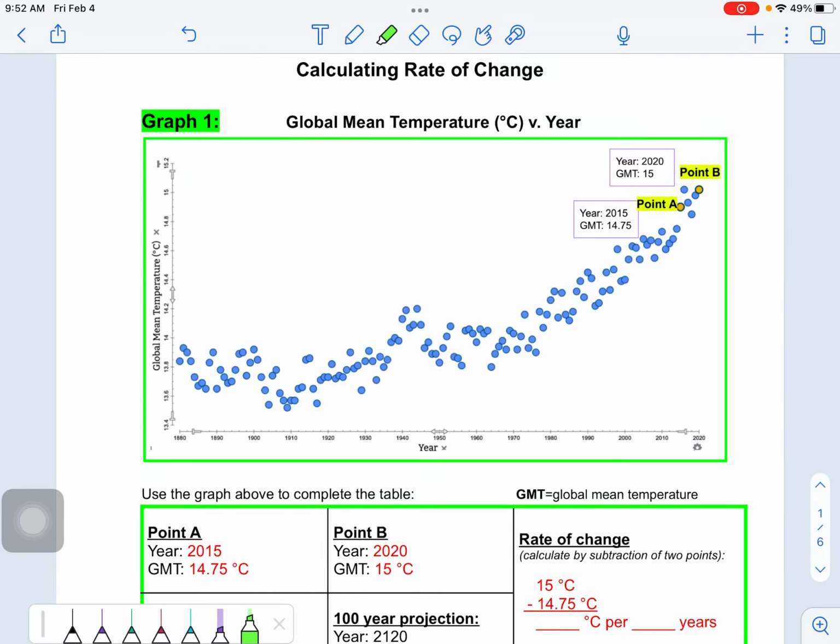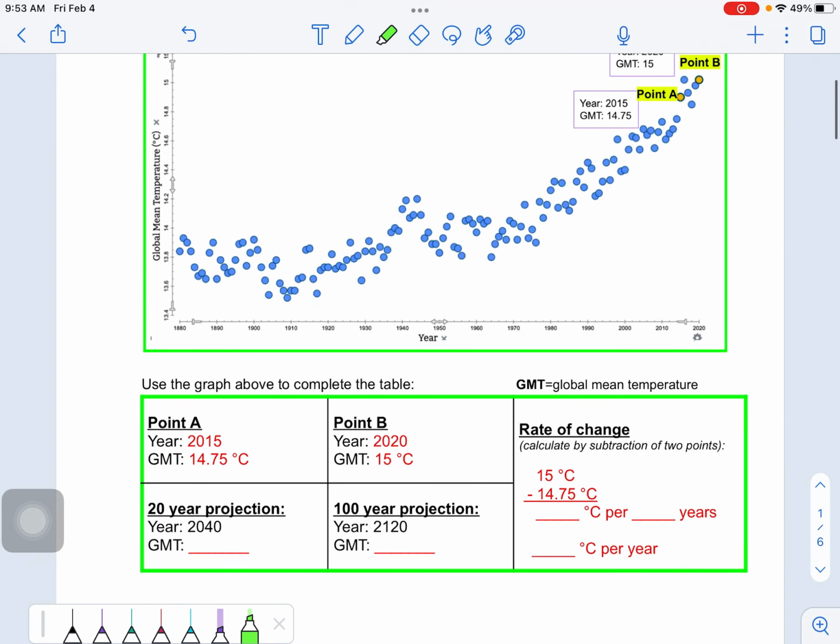So here we're thinking about, if I know this is the trend of the data happening, what would the projections be for time frames in the future? And we're always going to focus on these two time frames, 20 years ahead and 100 years ahead.